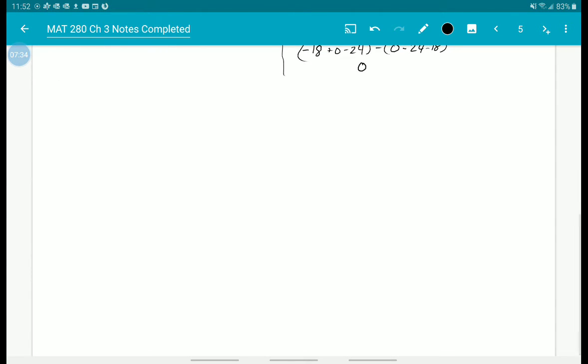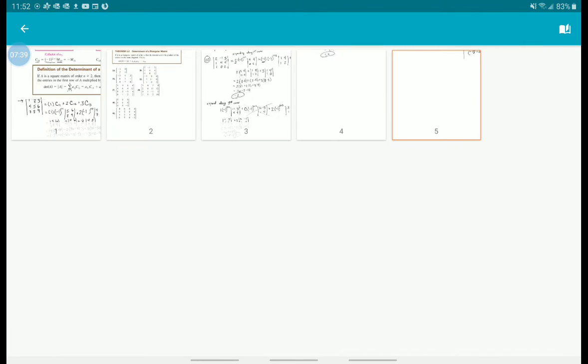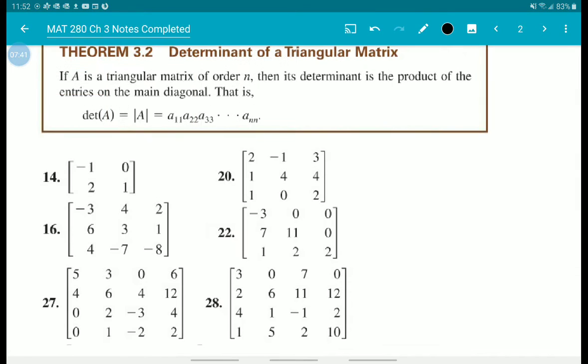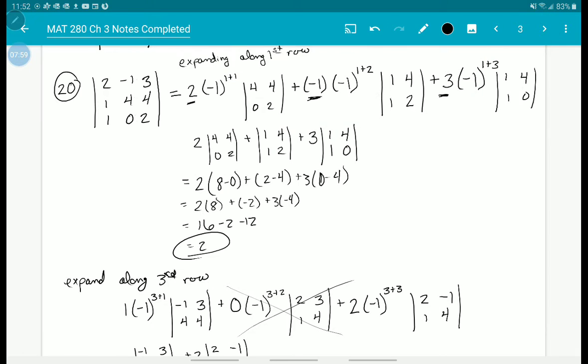So now that we've talked about that, let's go on to talk about determinants of triangular matrices. It turns out that if we have a triangular matrix, and this would apply for matrices that are diagonal as well, it's a special case of triangular, then the determinant actually ends up being the product of the entries down the main diagonal. And I want to show you why.